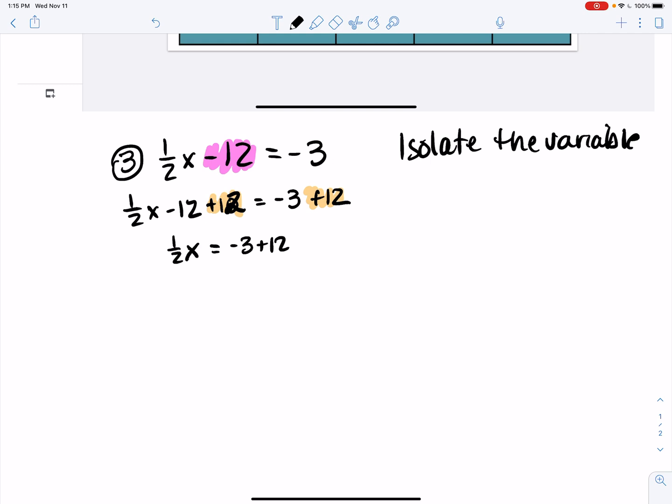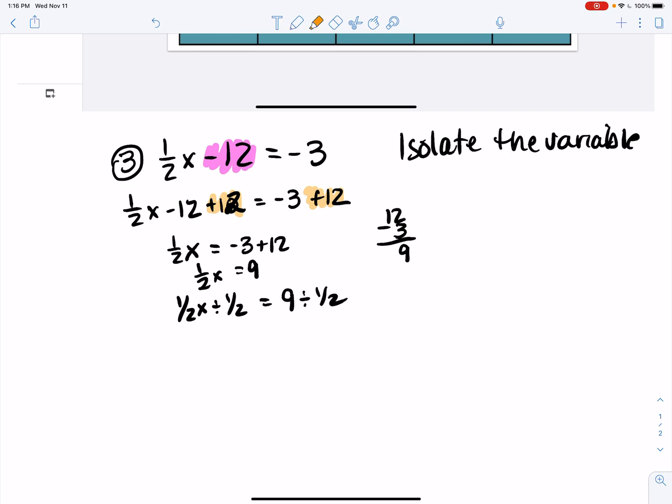Well, these are different, so I have to use my integer rules. 12 minus 3, they're different, so 9. And it's positive because the 12 is bigger than the 3. So 9 equals 1/2 x. At this point, we're going to use the inverse property of 1/2 times x. 1/2 x divided by 1/2 equals 9 divided by 1/2.